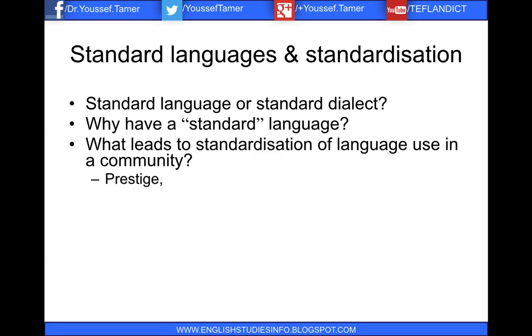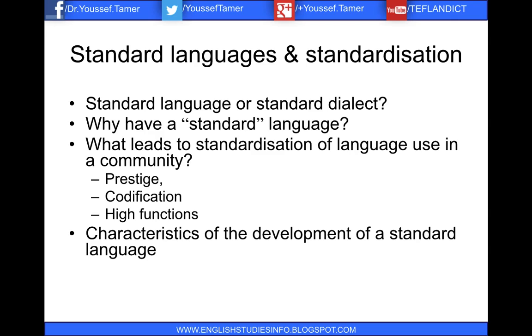Every country needs a national language, a national official language. And the variable that plays a role in choosing a national language is the one called standardization. And the language or the dialect that you can choose to be standardized is the more prestigious one. So we have what leads to standardization of language use in a community. We have prestige, codification, high functions.